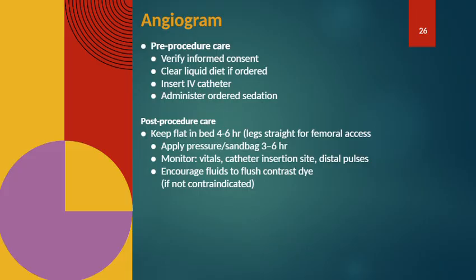An angiogram is a diagnostic procedure used to visualize blood vessels, typically to identify blockages, aneurysms, or vascular malformations. It involves inserting a catheter, usually through the femoral or radial artery, and injecting contrast dye so the vessels can be seen clearly on imaging. Because this procedure involves vascular access and contrast dye, both pre-procedure and post-procedure safety steps are very important for LPNs.